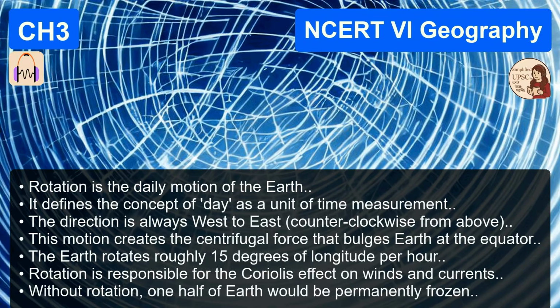Okay, housekeeping done. Let's look at the map. The roadmap for today.